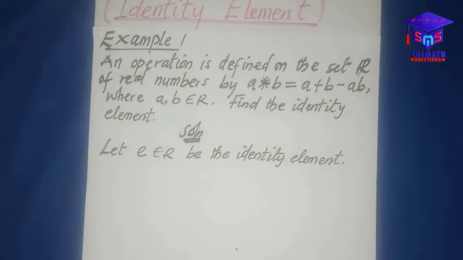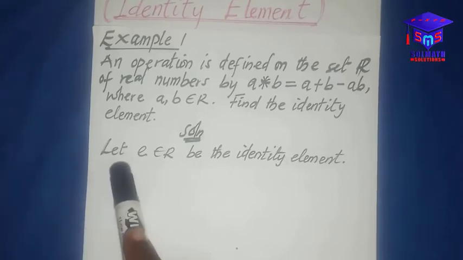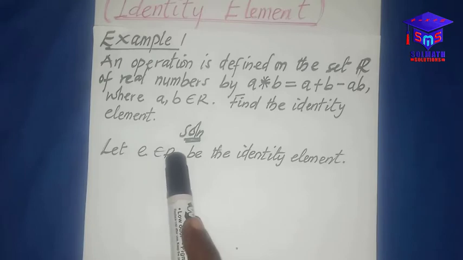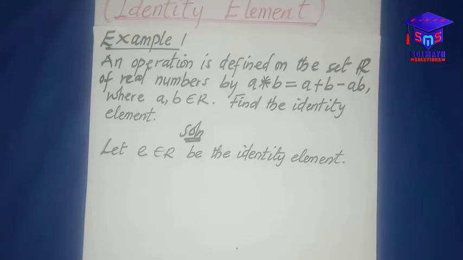We don't know the identity element, so we let E, which is a real number, be the identity element.